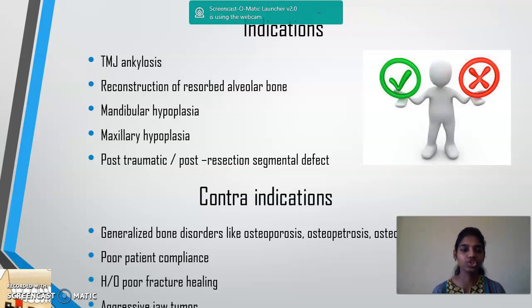If we look at the indications: TMJ ankylosis, reconstruction of resorbed alveolar bone, mandibular and maxillary hypoplasia, and post-traumatic or post-resection segmental defects. The contraindications include generalized bone disorders like osteoporosis, osteopetrosis, osteogenesis imperfecta, poor patient compliance, history of poor fracture healing, and aggressive tumor.